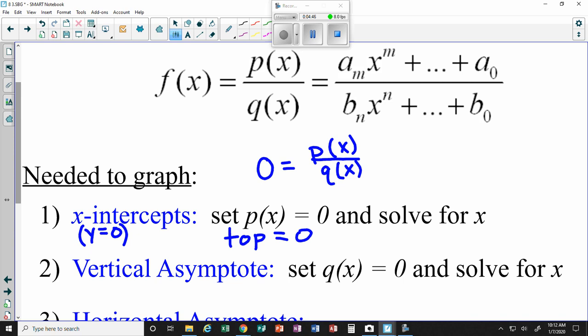The vertical asymptotes, or the discontinuities, are when the bottom equals 0, just like before. Set the bottom equal to 0 and solve. So for x-intercepts, you set the top equal to 0. For vertical asymptotes or discontinuities, like I said, take pre-calc next year, it's not going to be just a vertical asymptote. You set the bottom equal to 0 and solve.